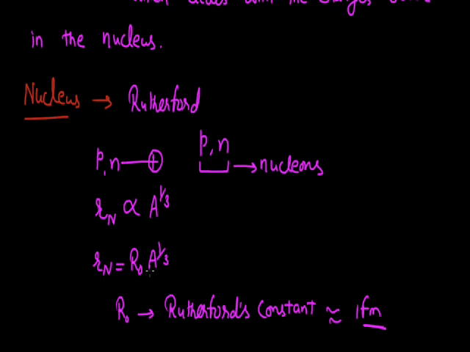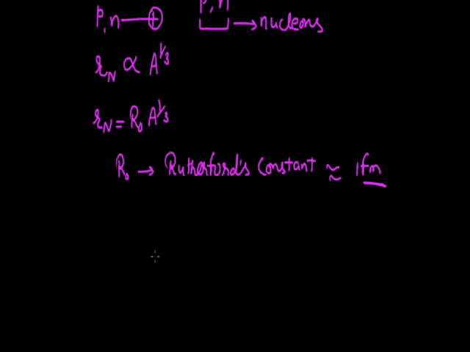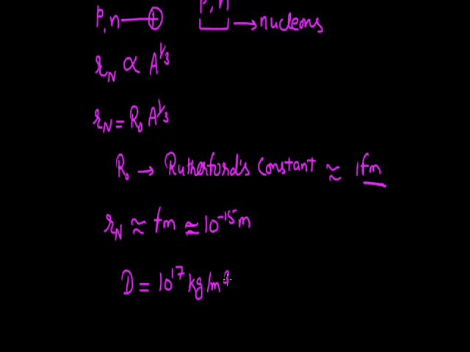According to the mass number of any atom, this radius will change a little bit, but the range will be in Fermi meter. So the radius of the nucleus is approximately 1 Fermi meter, or approximately 10 to the power minus 15 meter. That is about the size of the nucleus. Now, the density of the nucleus is in the range of 10 to the power 17 kilogram per meter cube. So that is about the nucleus.